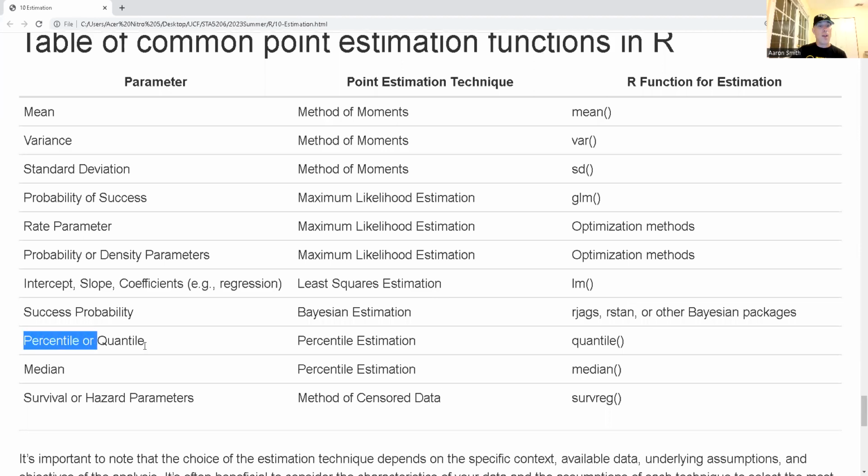Now, for percentiles and quantiles, we can use percentile estimation, and we can use the quantile function to do that for us. If I'm interested in the median in particular, I could use the quantile function with 0.5, or I could use median. Either way, it will work. Median is going to be the better choice because it's specialized for the problem. And then for survival or hazard parameters, I'm going to use the method of censored data, and I'm going to use the survival regression function.